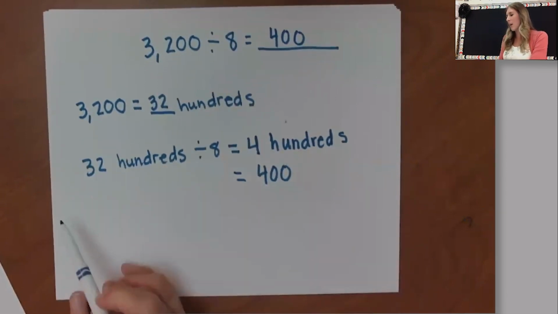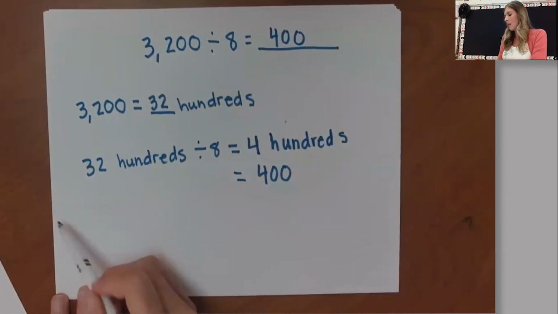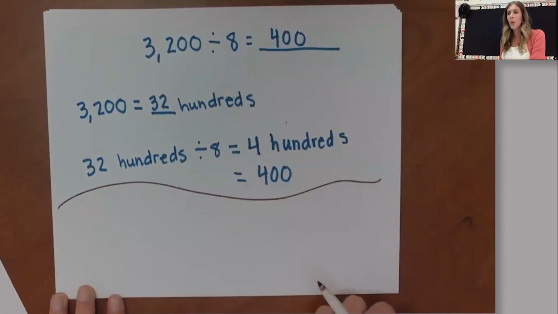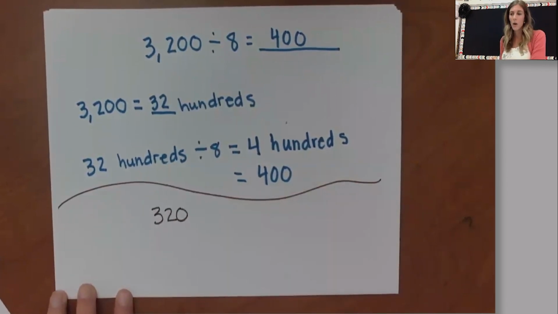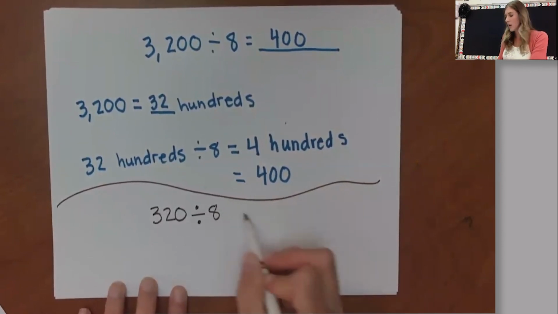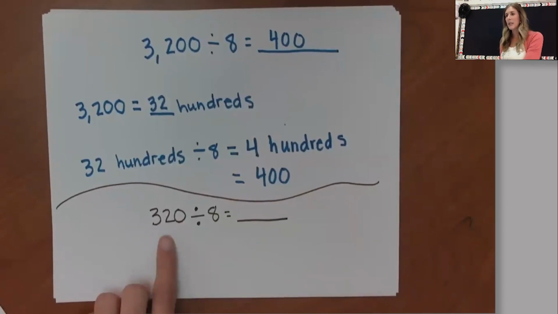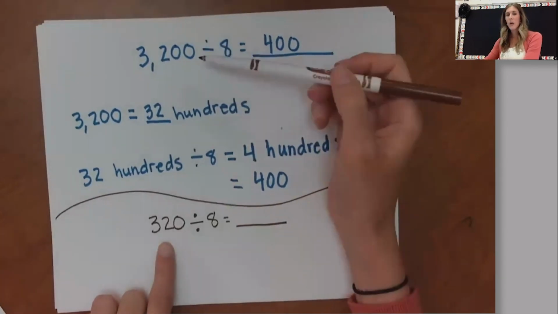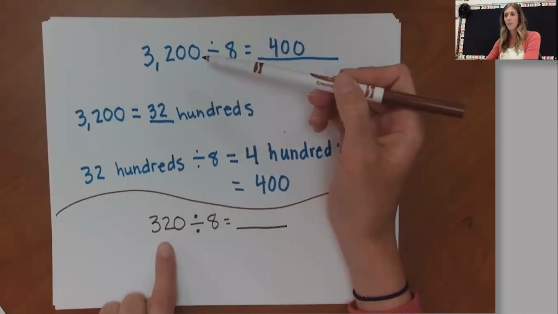So what if the company only produced 320 bottles of water each day? Still, 8 bottles fit in each box. How many boxes would they need then? Think about how our dividend, 320, is related to our original dividend of 3,200 to help you solve this problem.